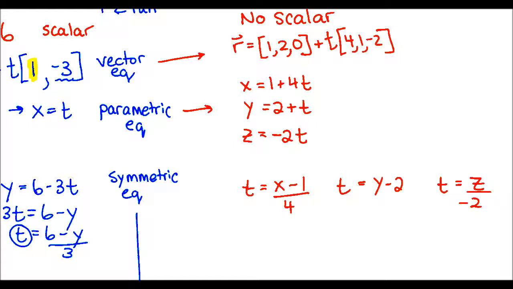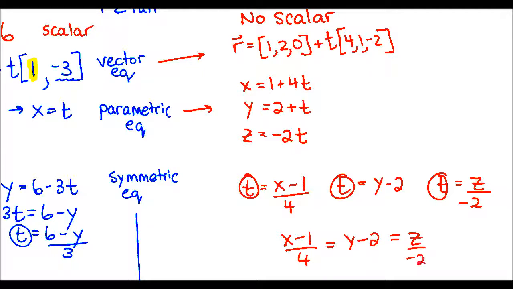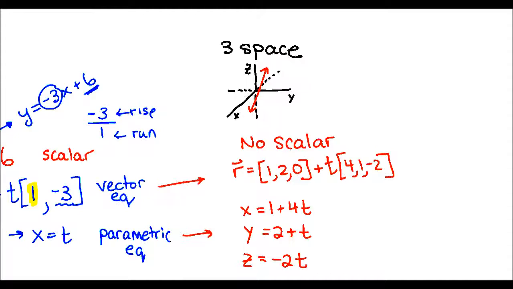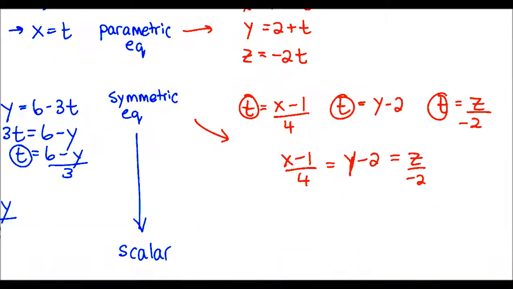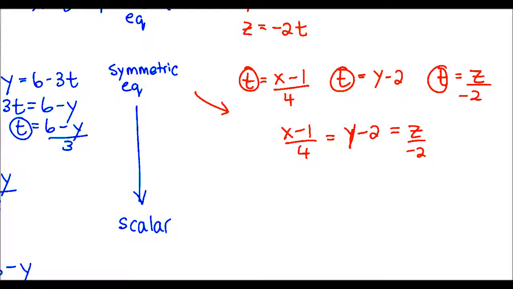And for symmetric ones, we just equate all the equations. So we just say x minus 1 over 4 equals y minus 2 equals z over negative 2. So those are the symmetric equations. So that's a line in 3 space. So we can't do scalar, we can just do vector, parametric, and symmetric.